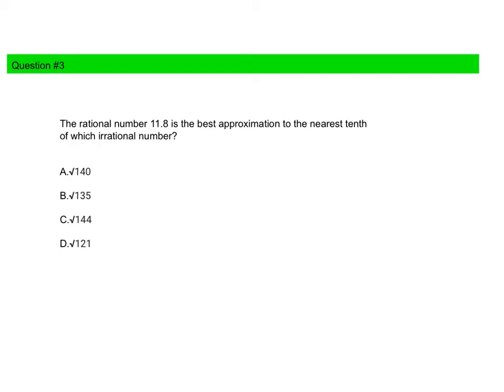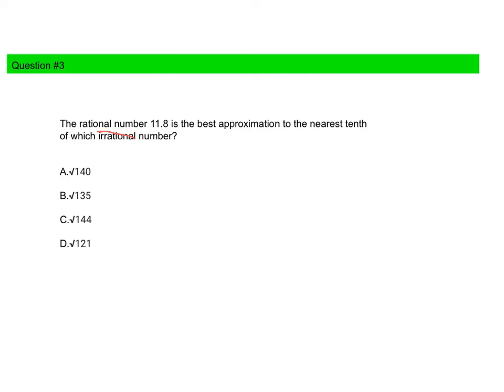Number 3 says the rational number 11.8 is the best approximation to the nearest tenth of which irrational numbers. We have 4 irrational numbers off to the side. This is actually a typo because some of these are rational. So of which number below? I should just say that.